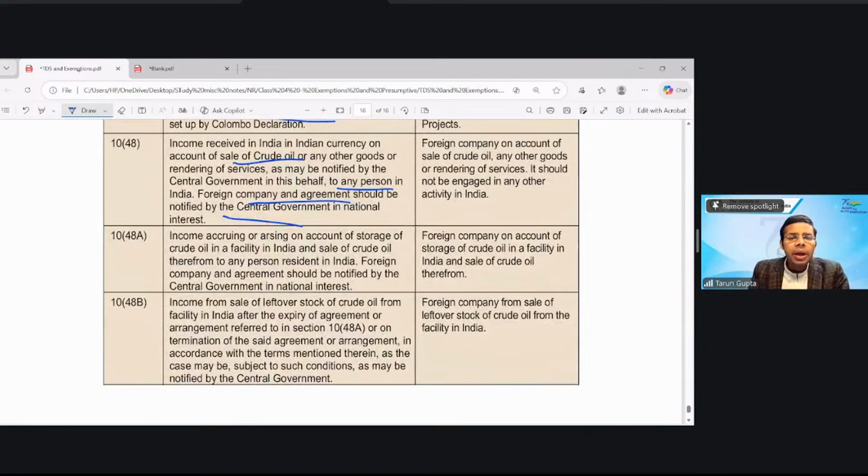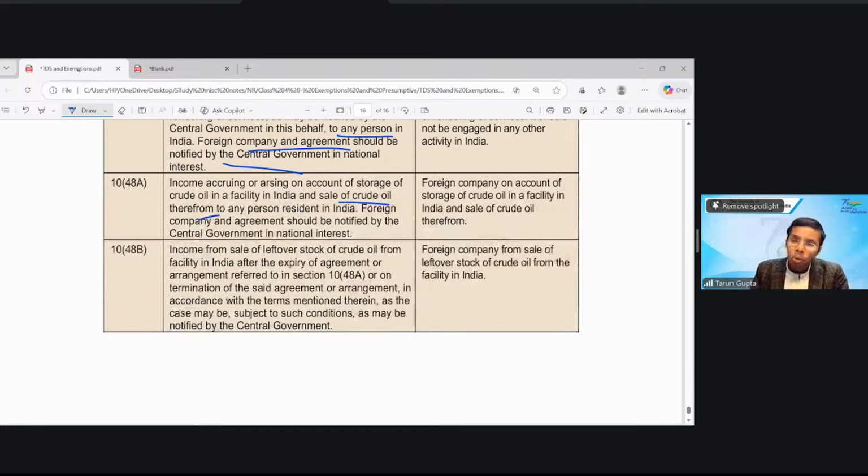Lastly, if a foreign company is storing crude oil and from that storage is selling the crude oil, income accruing or arising on account of storage of crude oil in a facility in India and sale of crude therefrom to any person resident in India, then the income from these activities in India shall be exempt in the hands of the foreign company, provided they are under an agreement notified by the central government in the national interest.